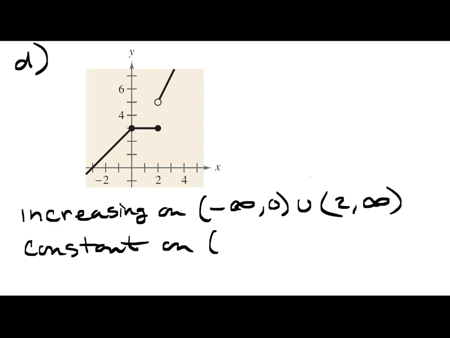Good. When is this constant on? Notice it has closed dots on here, right? But we don't care about closed dots because it's the interval that makes it happen. So still a parenthesis, from 0 to 2. Okay, are we good there? I think that was cool.